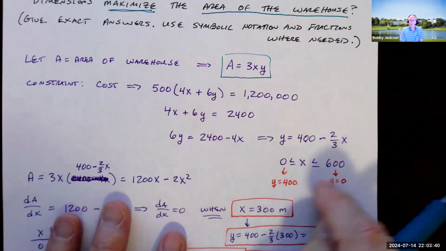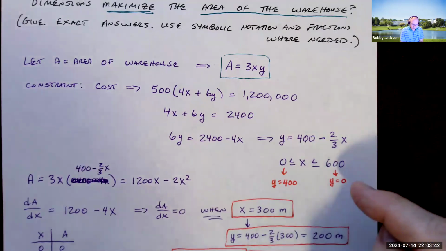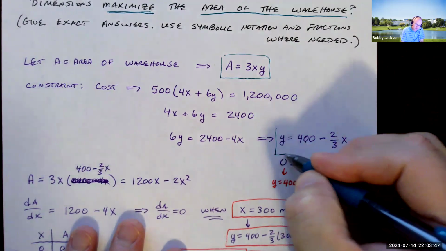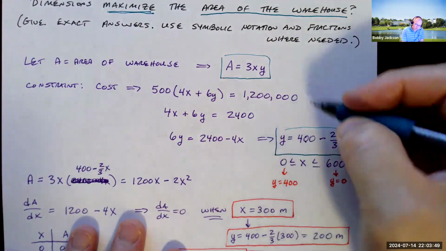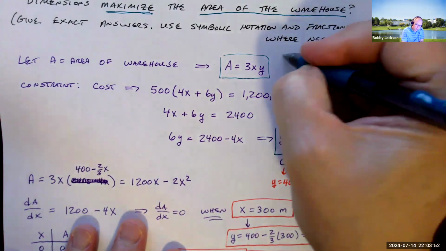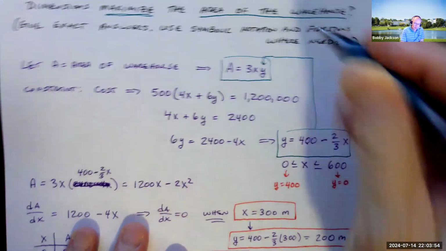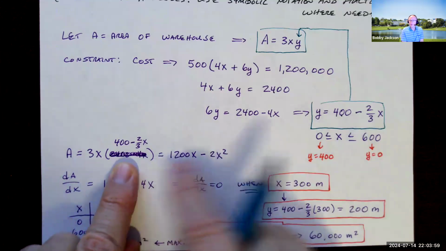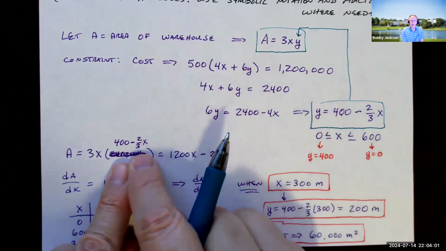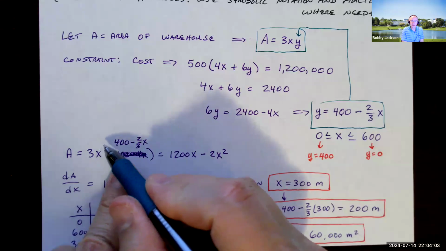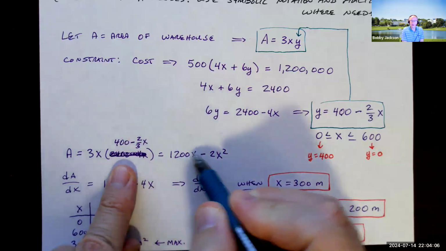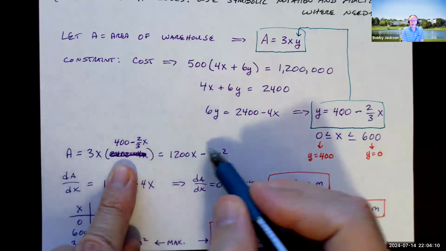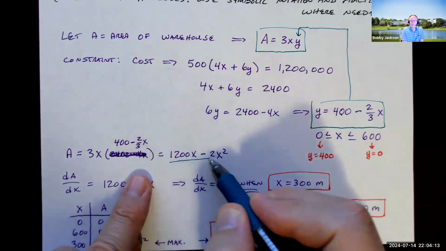Okay, and so we can now take this expression for y, as we've done so many other times in other problems, and plug it in, replace that with that. And what do I get? 3x times, I made a mistake here, but plug that in there, 400 minus 2/3 x. And then I'm going to distribute: 3x times 400 is 1200x. 3x times 2/3 x, the 3's cancel, I just get minus 2x squared. So here's my area function.